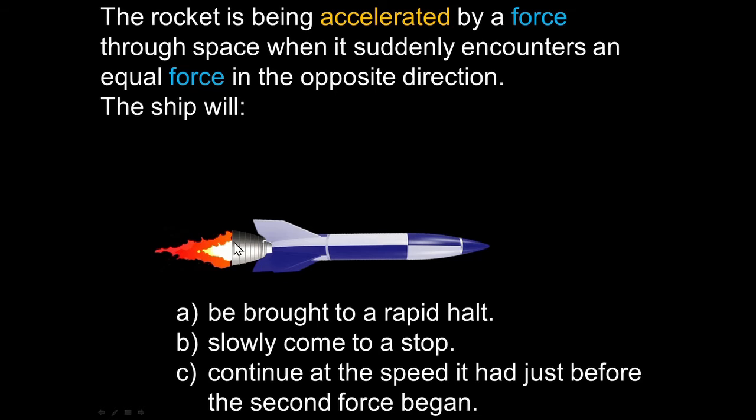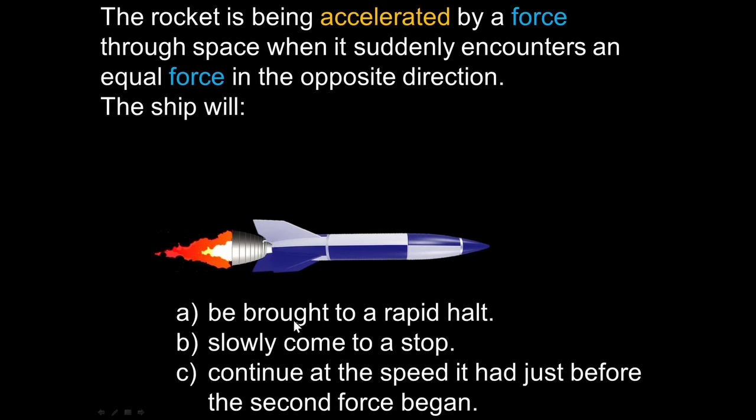So here we have a rocket accelerating through space. A rocket is being accelerated by a force through space when suddenly it encounters an equal amount of force in the opposite direction. The ship will be brought to a rapid halt, slowly come to a stop, or continue at the same speed it had just before the force began. Well, let's think about this. If it encounters an equal force in the opposite direction, what's the net force? Well, that would be 0.